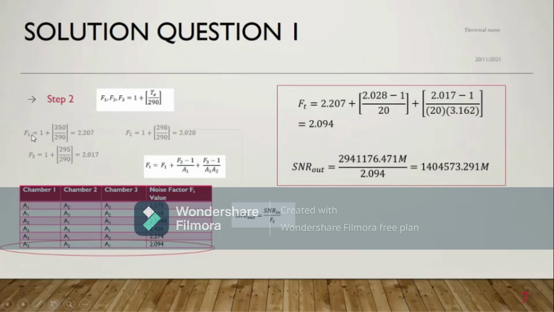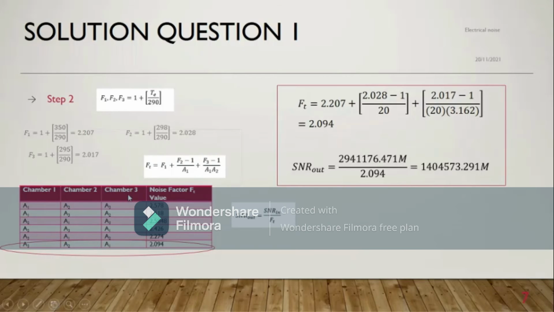So the noise factor of chamber 1 we obtain is 2.207, chamber 2 we get 2.028, and chamber 3 is 2.017. And this is the arrangement of the amplifiers inside of the chamber. We have 6 arrangements: A1, A2, A3, then A1, A3, A2, and the last one is A3, A2, and A1.